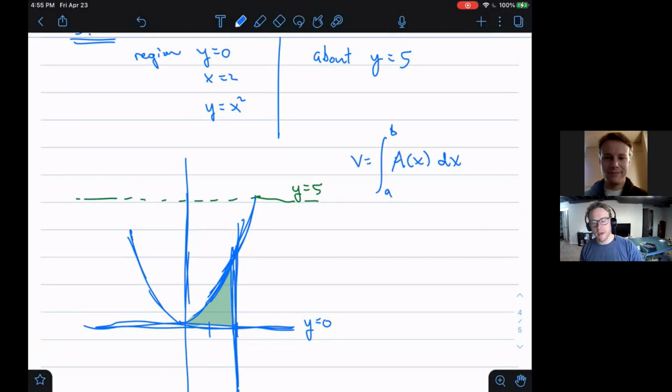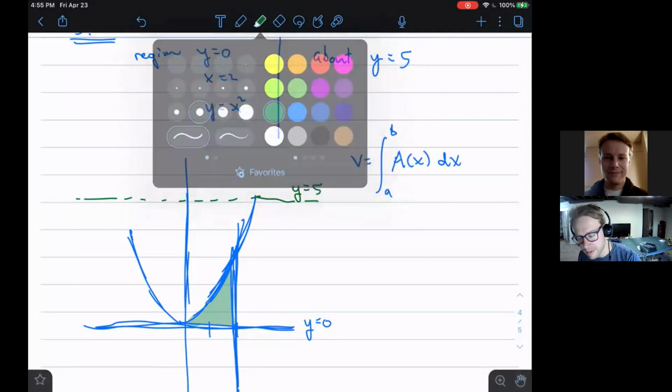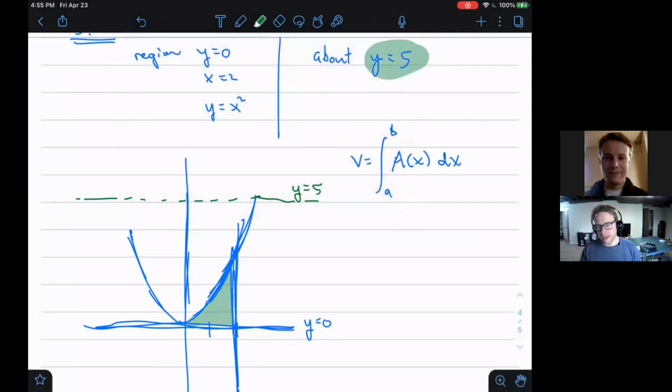In this case, because we are rotating about y equals 5, this really comes down to our axis of rotation. Because we're rotating about this horizontal line, we are going to want to integrate with respect to x. So the rule of thumb that we were given is that if your axis of rotation is a y equals equation, then you want to integrate with respect to x. You want to do the opposite. And likewise, if you're rotating about an x equals something, then you want to integrate with respect to y. You always want to do the opposite there.